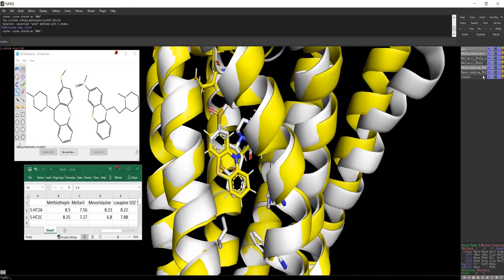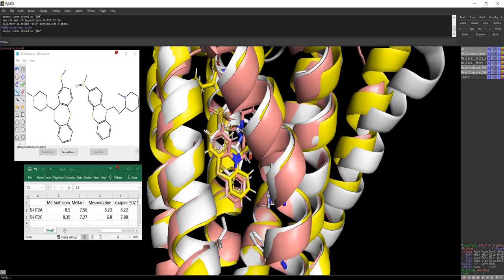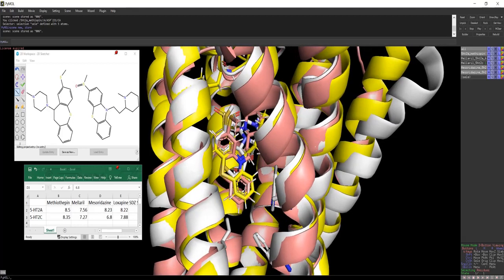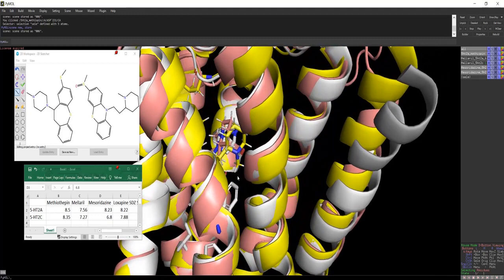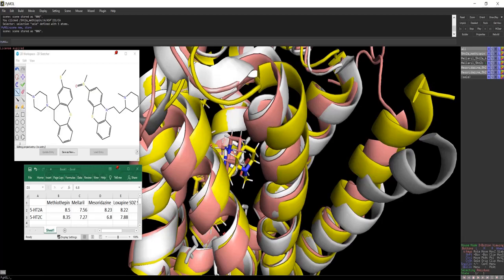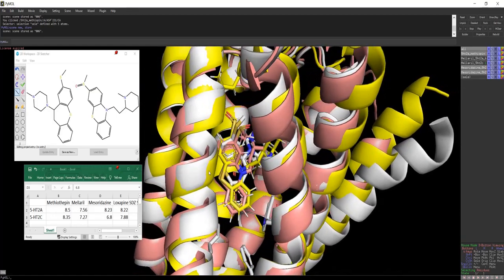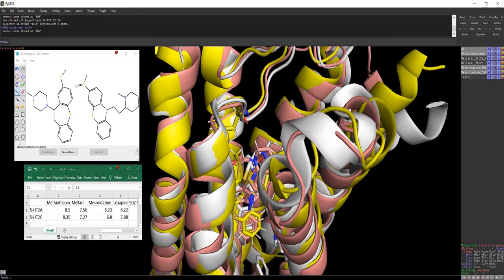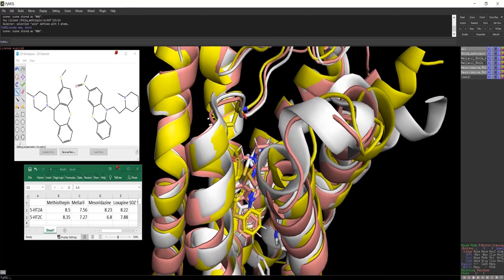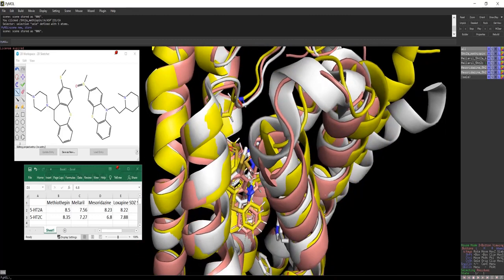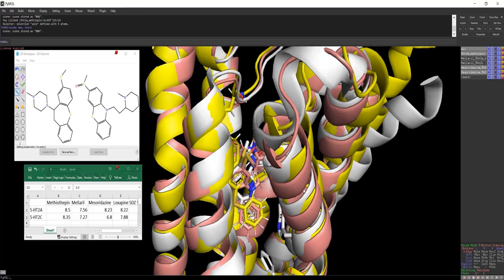If we look at the docked structure of mesoridazine with 5-HT2C on the other hand, we can see again it binds similarly. You have the aromatic in the right position, and the nitrogen can interact with the aspartic acid, so those criteria are met. However, the carbonyl and the methyl group are pointing in the complete opposite direction this time. Instead, they're pointing towards helix 6.